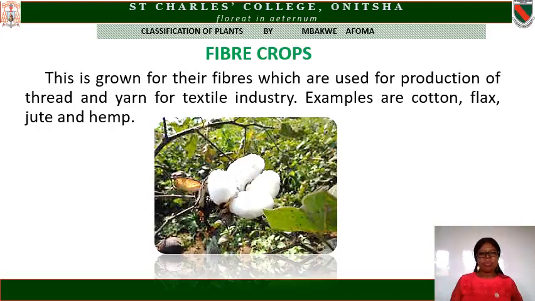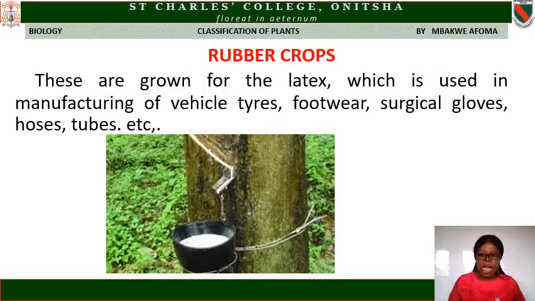Is that clear? Then we look at rubber crops. The rubber crops are being grown because of their latex. This latex is the liquid that comes out when you use a machete or knife to cut across the rubber plants. They are used in the rubber manufacturing industry to produce vehicle tires.